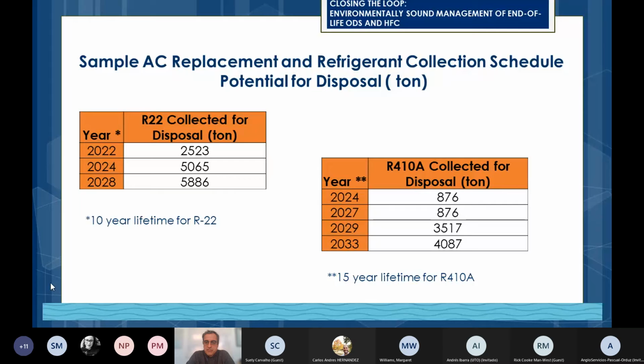Considering the useful life of existing equipments and the availability of new refrigerant in the national market, a proposed end-of-life schedule was devised in order to analyze the refrigerant retirement potential along the time. Next, please.